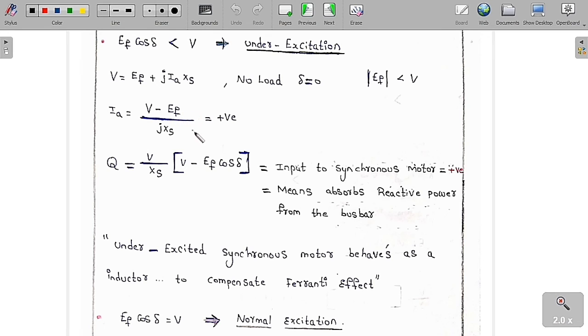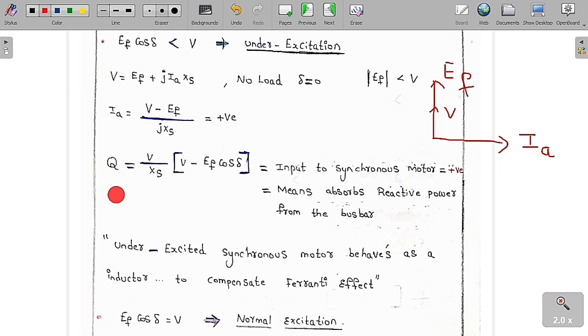That is the reason under excitation, the synchronous motor is going to act like a lagging power factor. As you can see clearly, the current I is lagging here, so it is called the lagging power factor. Under excitation, the synchronous motor is going to act in a lagging power factor, because the power factor is defined with respect to I and the EF for a synchronous motor. So we can say that this case is possible.